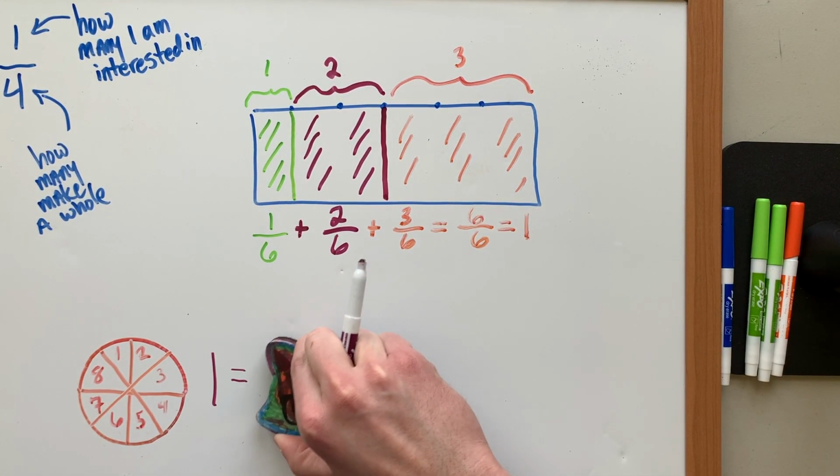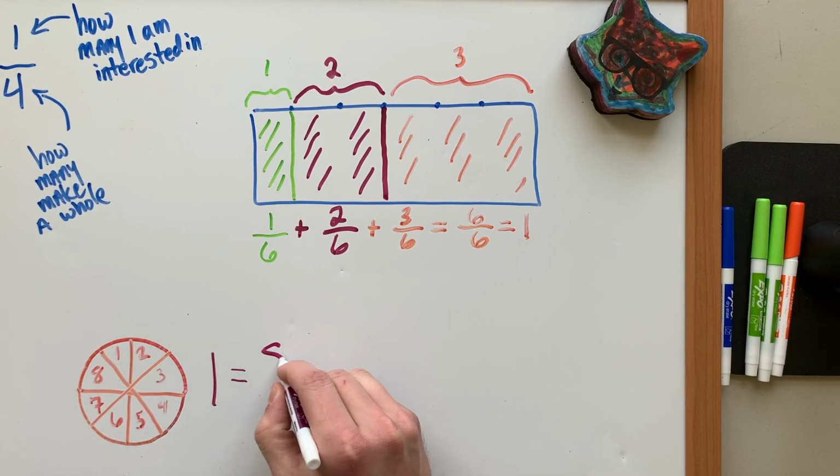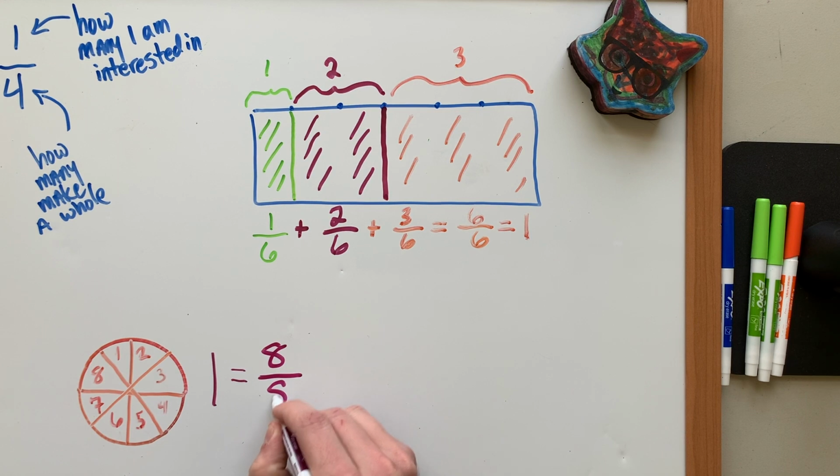Let's try that again. 8 slices out of 8 pieces that make a whole. On a whole pizza, I'm interested in all 8. That makes a complete pizza. And 8 is my denominator because that's how many pieces make up a whole unit.